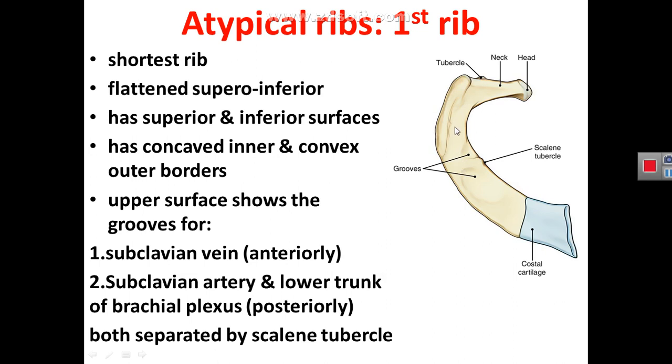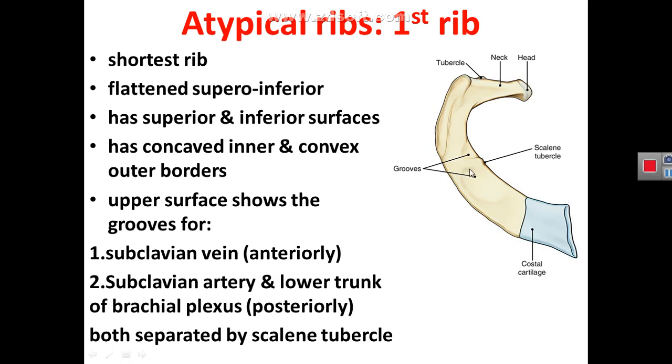First, it is shorter than other ribs. Second, it is flattened from above downward, not like the typical rib, which is flattened from side to side. The first rib is flattened from above downward, and thus the atypical first rib has an upper surface, a lower surface, a convex medial border, and a concave medial border, and a convex lateral border.